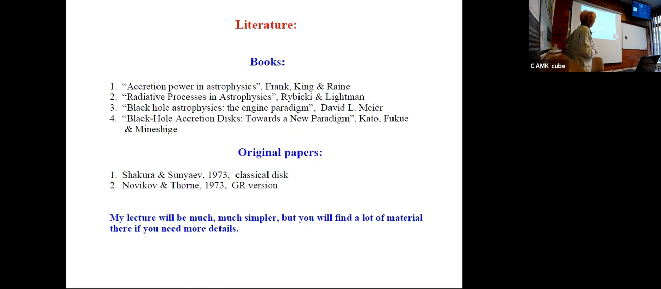The third one, Black Hole Astrophysics: The Engine Paradigm. I bought that a year or 2 years ago. This is a really very detailed book, almost about everything. If you want to find something in depth, before going to the specific papers, it's a fantastic place to search. On the other hand, I don't believe that you will be able to read it. It has 1,000 pages and it's really, really detailed. And then there is a bit older book, but also quite useful for accretion disk stability in particular: Black Hole Accretion Disks.